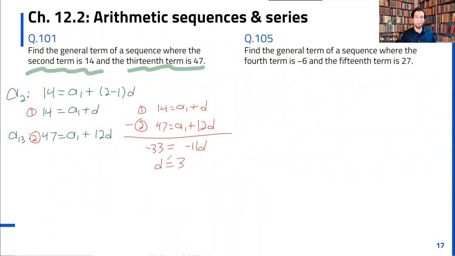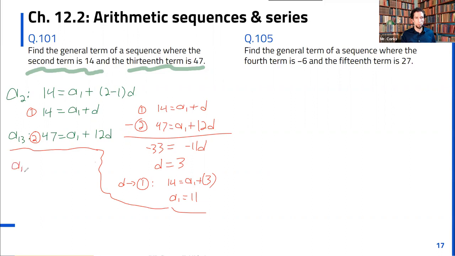So we just substitute this back into either one of the originals. Equation 1 looks like it's really easy to work with. So d into equation 1 gives us 14 equals A1 plus 3. So A1 is equal to 11. All right, there's our A1, there's our d. And now what are we going to do? Use both values to make the general term.